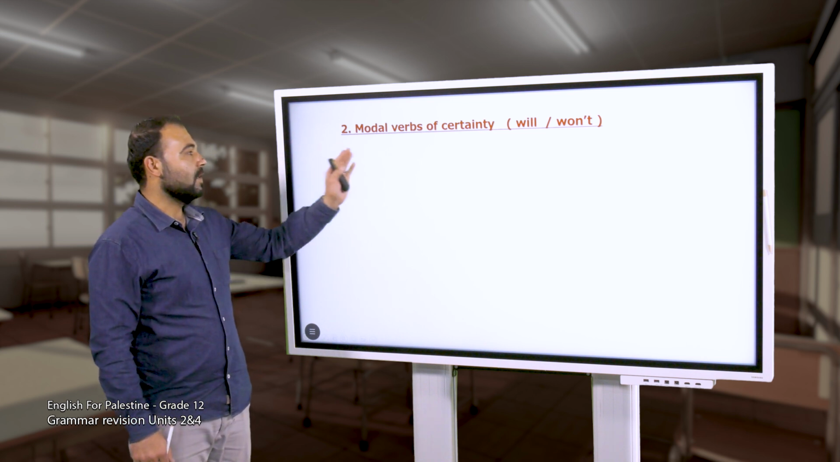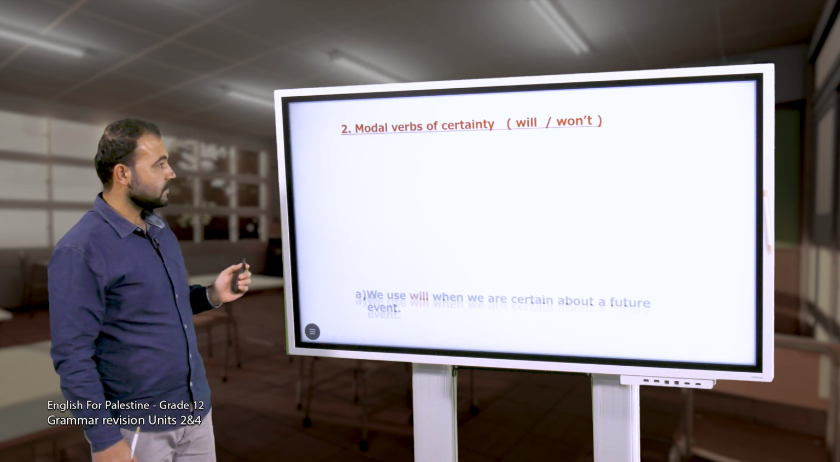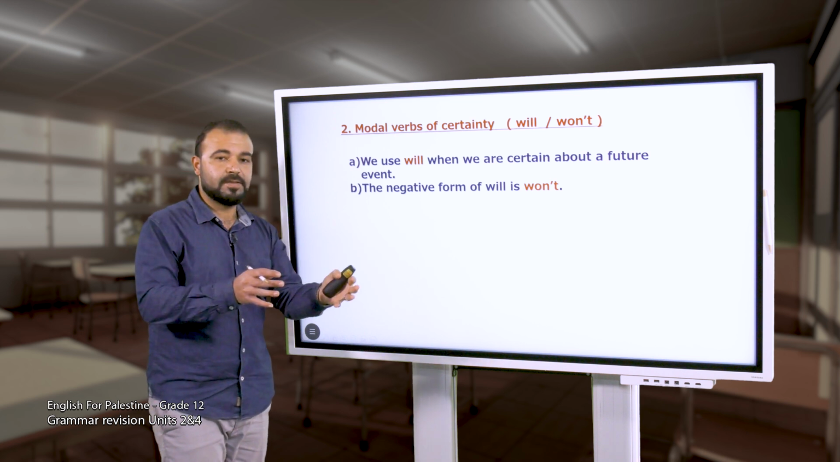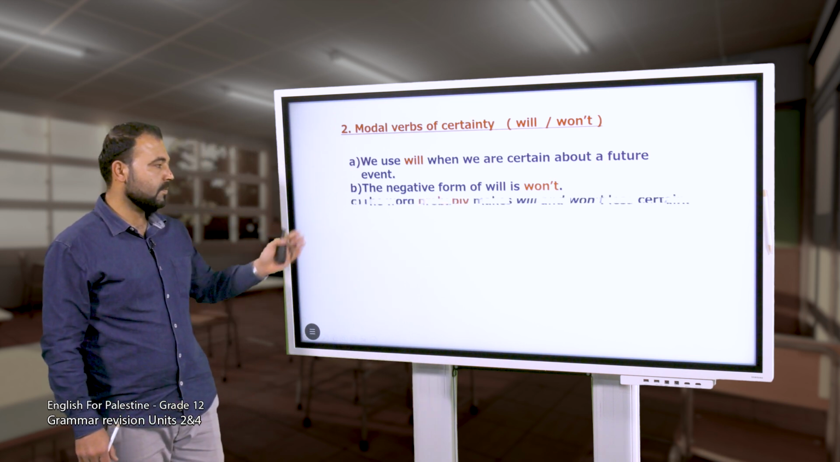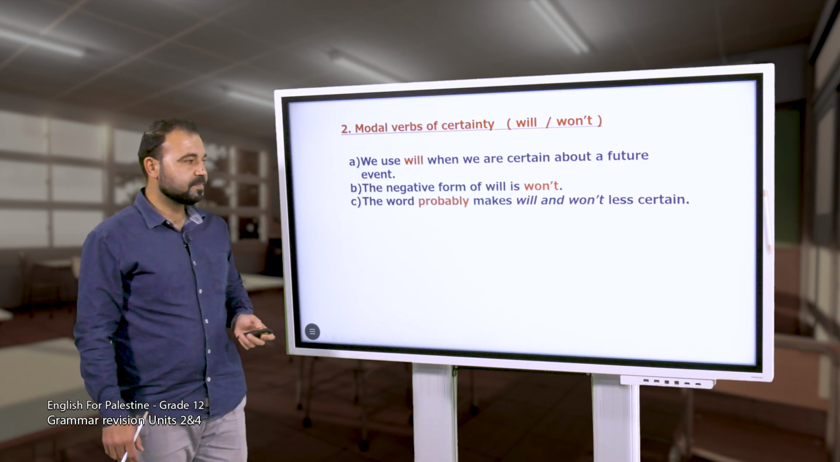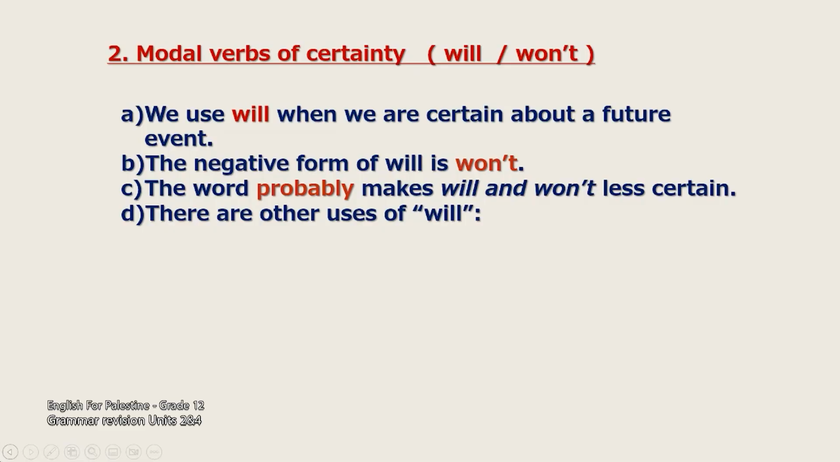Number 2, modal verbs of certainty: will and won't. A, we use will when we are certain about a future event. B, the negative form of will is won't. Won't means will not. C, the word probably makes will and won't less certain. And number D, there are other uses of will.